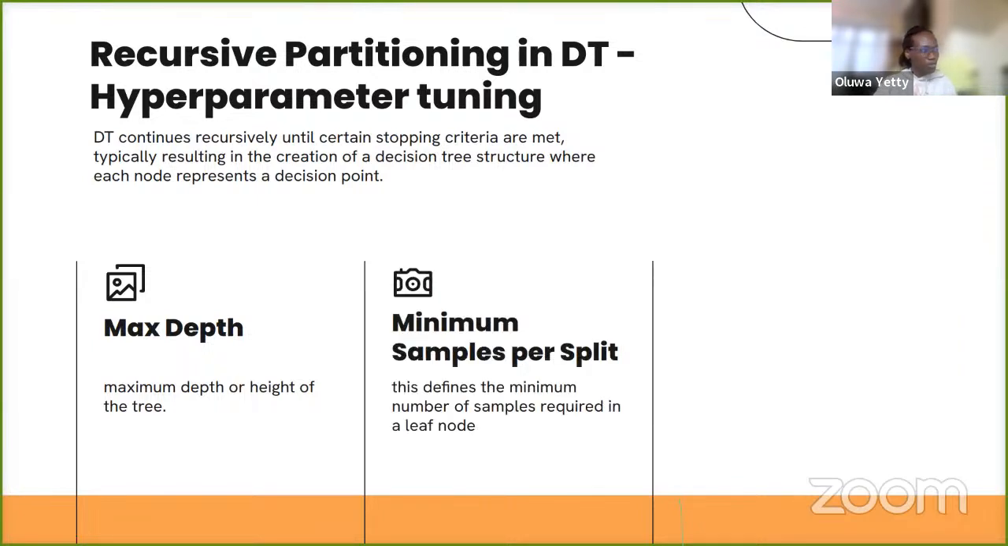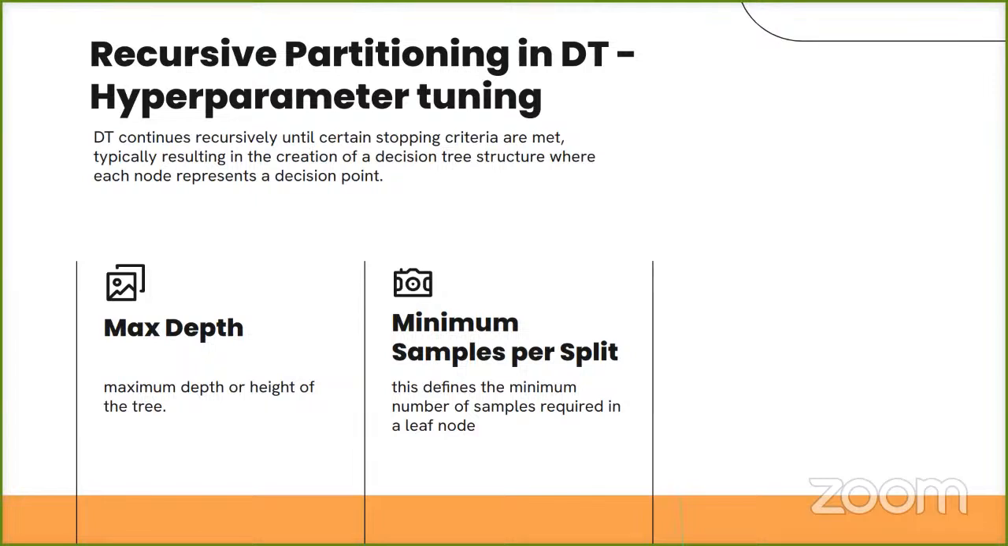The minimum samples per split. You can also define the minimum number of samples that you require at the leaf node, like how many samples do you want, how many features do you want to go through before you get to the leaf node. So like the ones that we had, I think it's just one sample. It went straight from experience to the suitability.